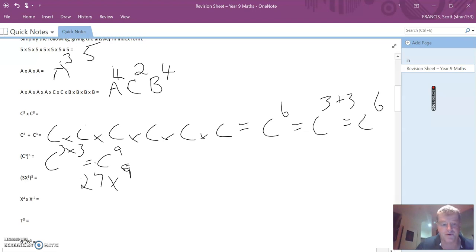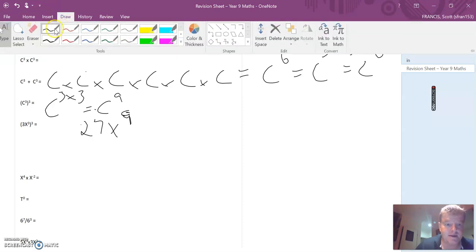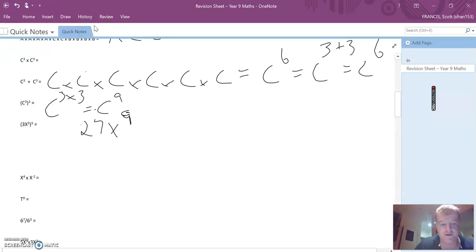Next one, we're back to a similar rule. It looks a little trickier because we've got a negative in there. But we're still going to do exactly the same thing. We're going to add the indices together. X to the 4 times x to the minus 2 is going to be x to the 4 minus 2, which is going to be x squared. If we want to think about it from first principles, x to the negative 2 is really just dividing by x squared. It's x to the 4 divided by x squared.